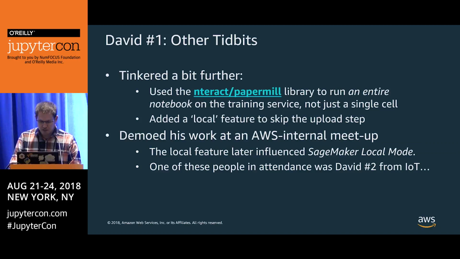Well, it turns out that he demoed this internally. We have meetups regularly, like a lot of companies do, and he showed off his hackery. And it turns out that his little local mode flag ended up becoming a feature of SageMaker later on called SageMaker Local Mode, which lets you run the SageMaker algorithms locally on a Jupyter notebook so that you can iterate more quickly. Save the compute power as well if you're using a very tiny amount of training data.